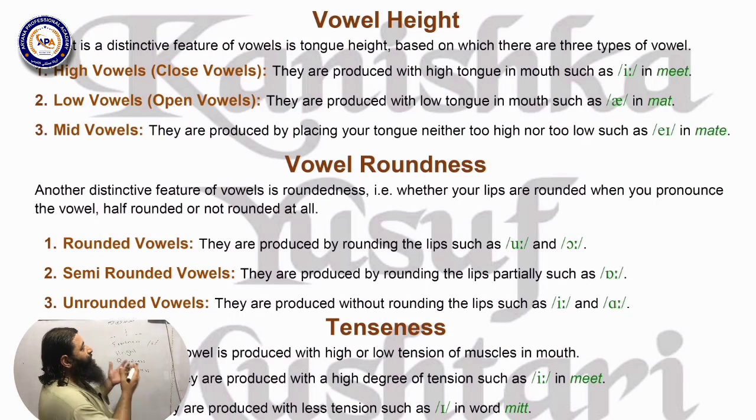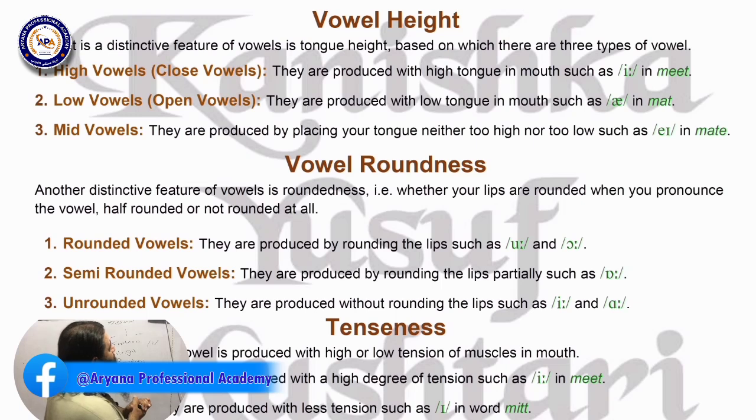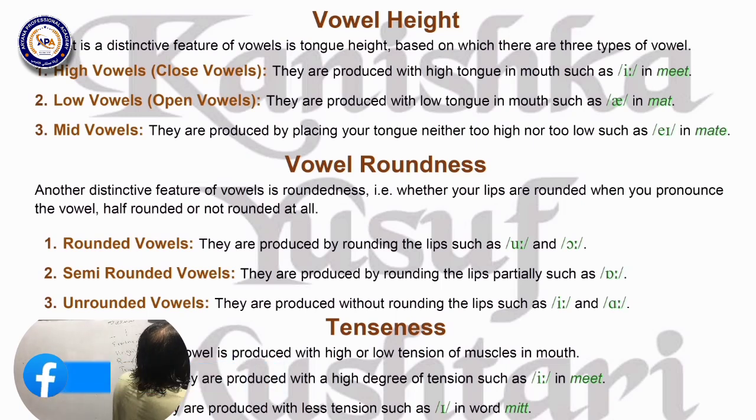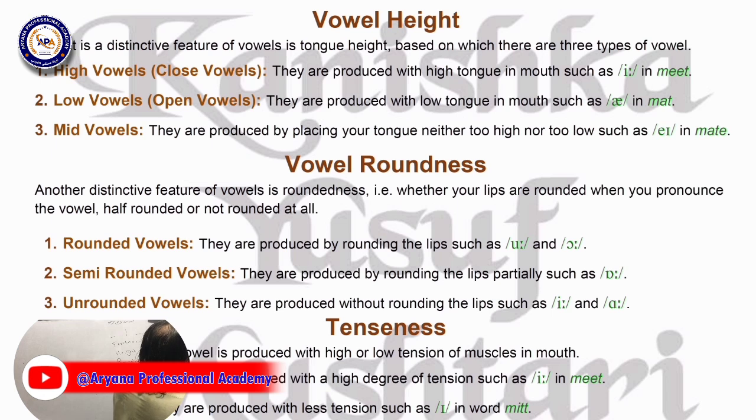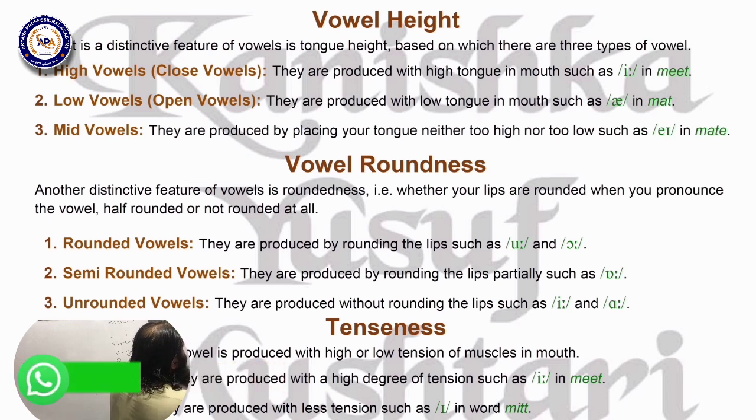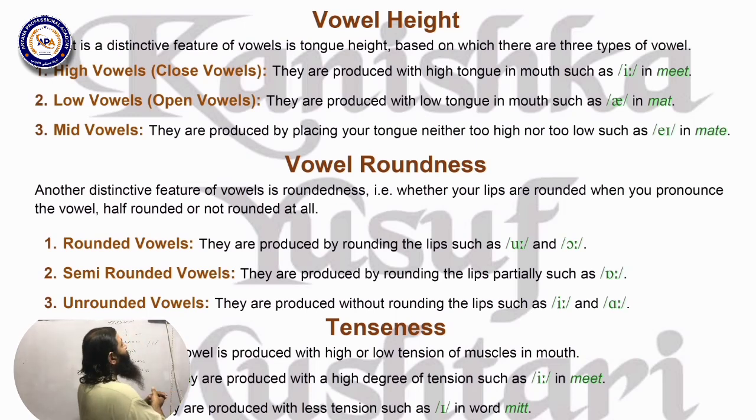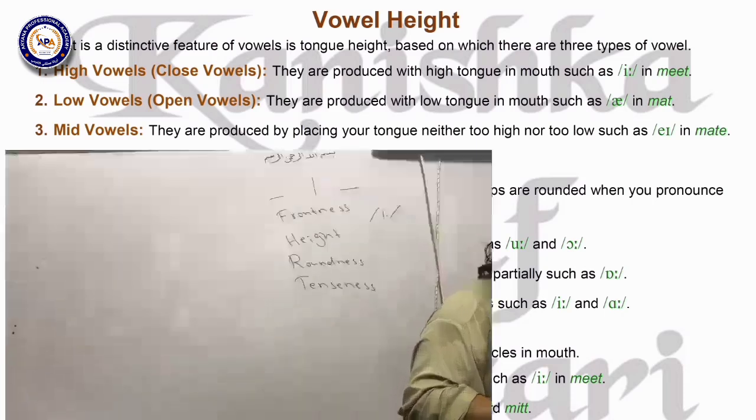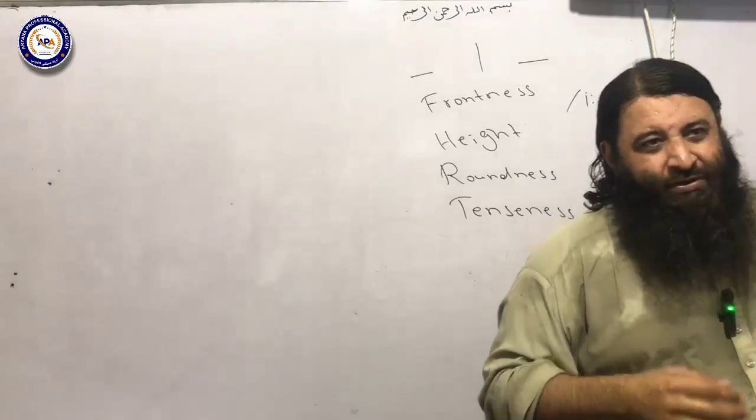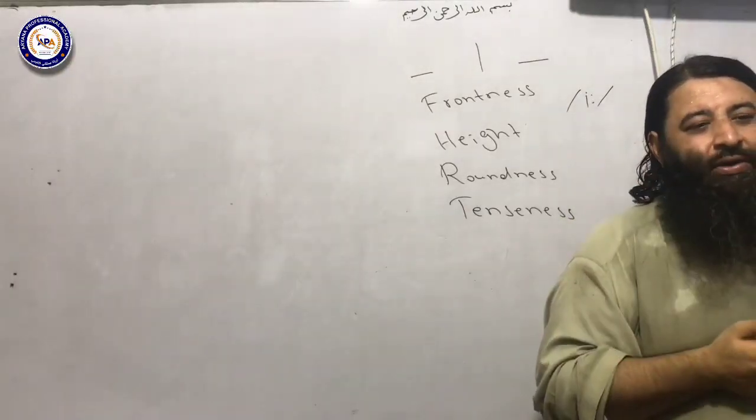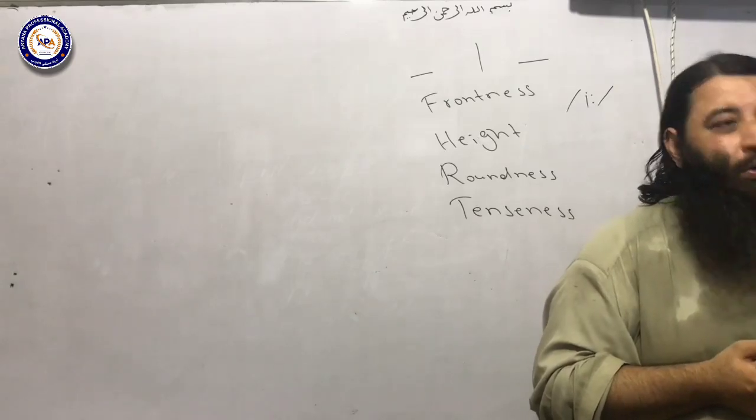Third categorization is roundness, as I told you before. Another distinctive feature of vowels is roundness. That is whether your lips are rounded when you pronounce the vowel, or half rounded, or not rounded at all. So again, three categories. First, rounded vowels. They are produced by rounding the lips, such as the oo sound and the o sound. If you see in both these sounds, my lips are rounded. Oo and o sound.